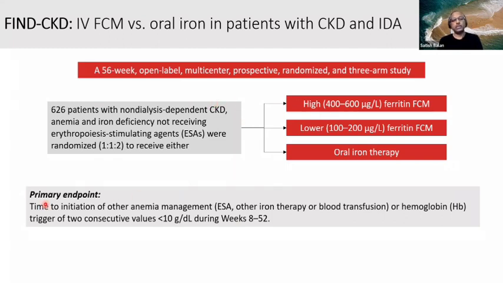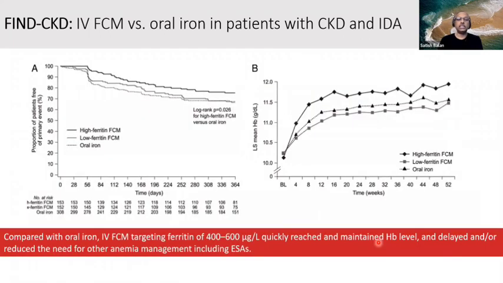The primary endpoint was time to initiation of other anemia therapy, whether you are given ESA, other iron therapy, or blood transfusion, or a hemoglobin trigger of 2 consecutive weeks, that is, the hemoglobin not improving over 2 consecutive weeks. So these were the two primary endpoints which were monitored in this trial. And you can see that the trial endpoints were much, much better in the high ferritin group compared to either the low ferritin group or the oral iron.